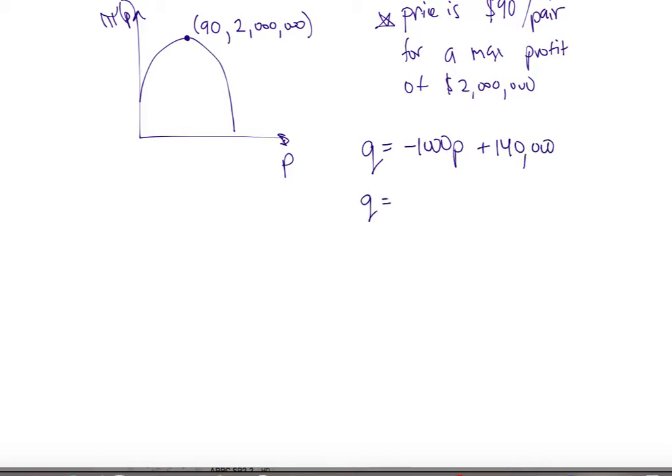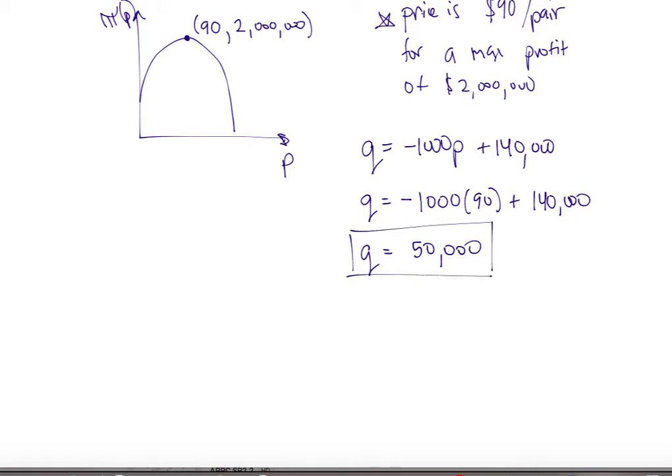And we end up plugging in our 90, so negative 1,000 times 90 plus 140,000 will give us the quantity of shoes we sell. And so that quantity is just 90,000 subtracted from 140,000. So the quantity we sell will end up being 50,000 of these shoes. So this is sold at the $90 price point.